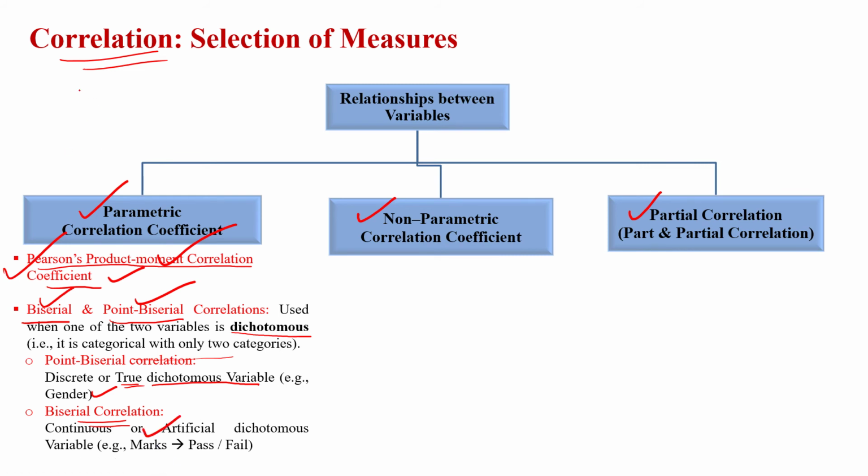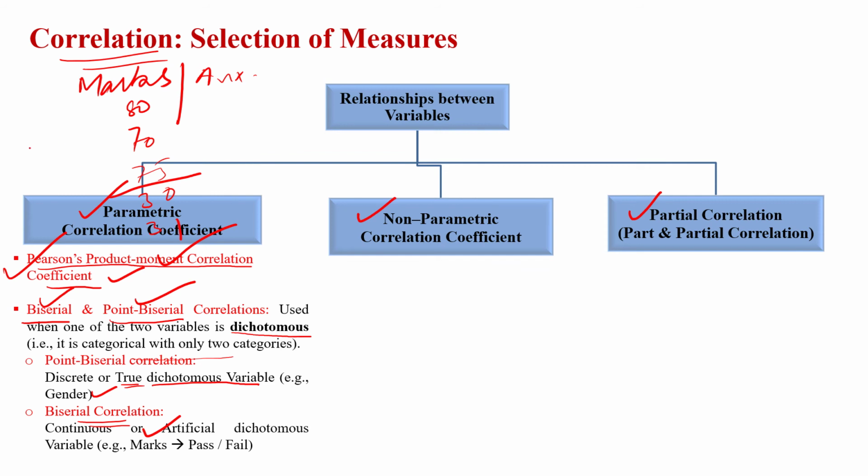Such as marks, for example. We have a variable called marks as well as anxiety level, and students have marks like 80, 70, 75, 30, 31. So how can we make a dichotomous variable?